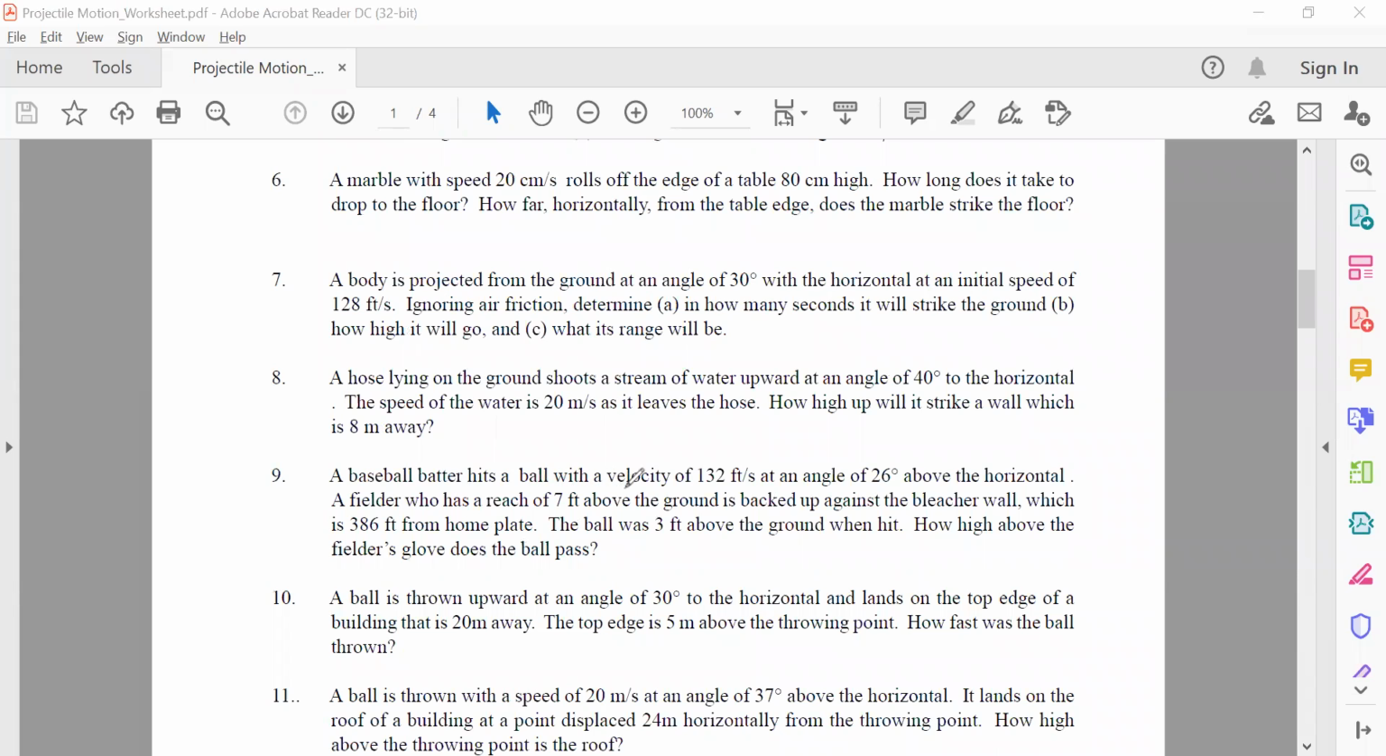Yes, I took the calculator and the answer was still close, because I had to round off a lot. Take this as 132 feet per second. For this 26 degrees, you take sine theta approximately half, and cos theta approximately √3 by 2, or approximately 0.5 and 0.86. And take the value of g as 32 feet per second square while doing this question.